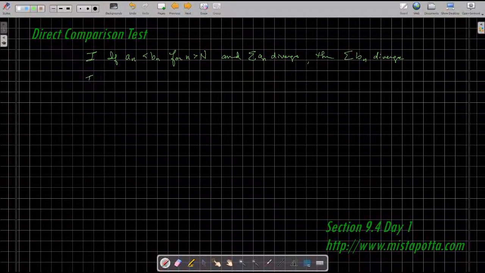The second part says that if A sub n is always less than C sub n, or always greater than C sub n, for n beyond some value of n, and my series in question converges, in other words, this comes out to a sum, every term here is smaller than this term.